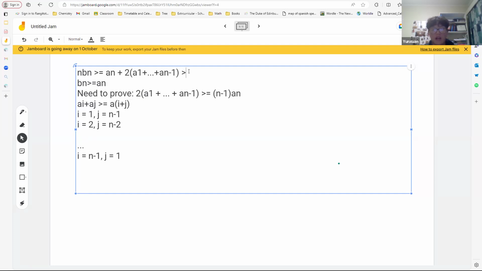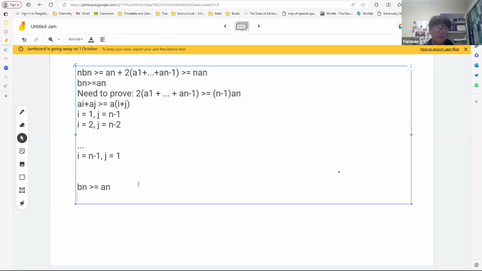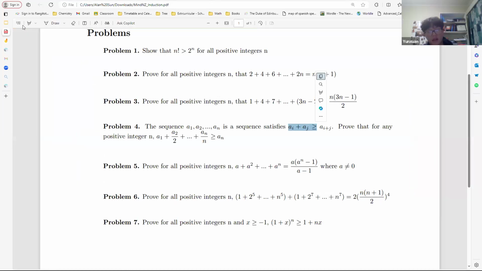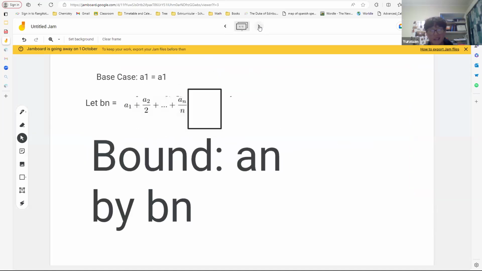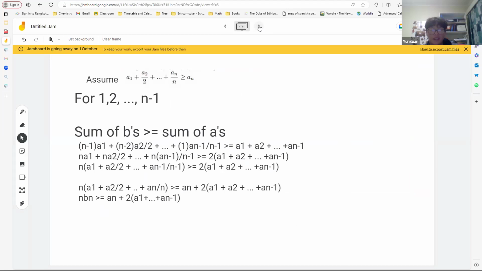So we can add this to our expression, n times an. So now we have that n times bn is larger than or equal to n times an. And then by dividing n from both sides, we have that bn is larger than or equal to an, which solves the problem. So does anyone have any questions or anything that they don't understand?